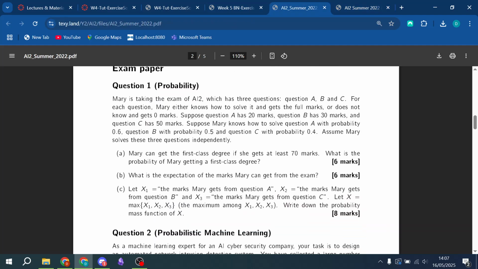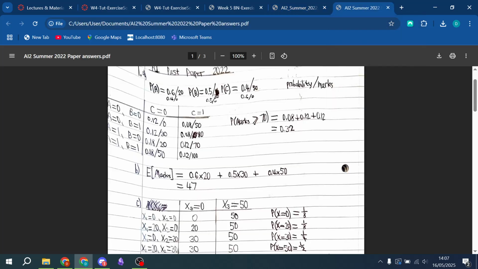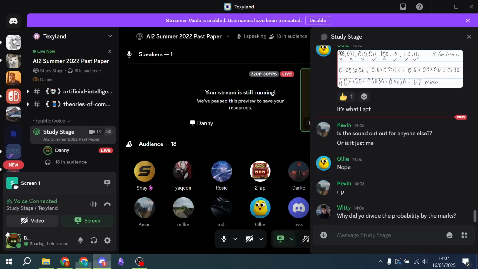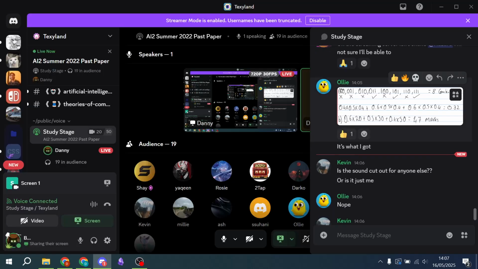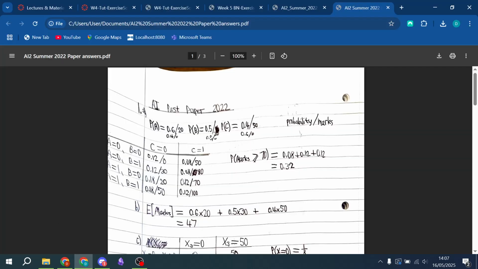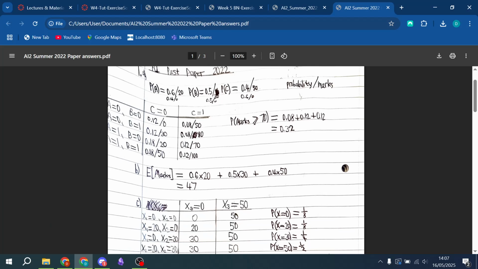Right. Question B is, what's the expectation of the marks? So just the expected value. We multiply the probability by the number of marks for each question and add them up to get 47. And judging by how Ollie did the same thing, I'm going to assume that's right. Pretty simple.